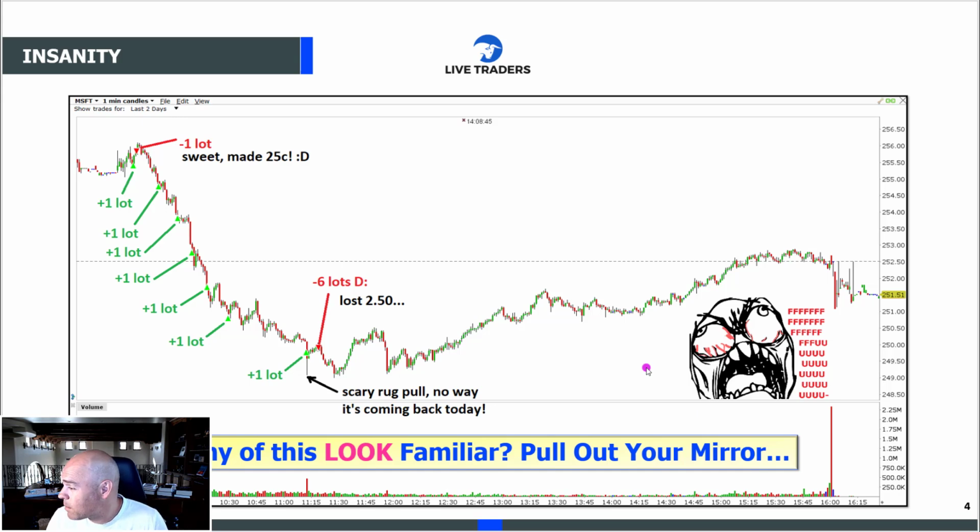And then you get to play the victim card, just like the last player of the insanity game. I'm a victim. No, you're not. You were an idiot. You're not a victim when you're an idiot. Being stupid is just being stupid. Don't make an excuse for being stupid. Just fix it. Okay? So adding to a losing trade is dumb.